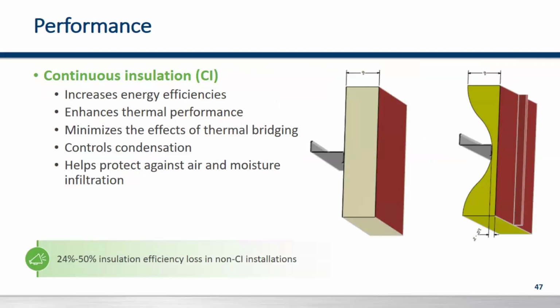When you're using an insulated metal panel that's going on the outside of the structure, it's not being compressed. It's much easier to hit the designed R value over the entire structure because of the continuous insulation properties of insulated metal panels.